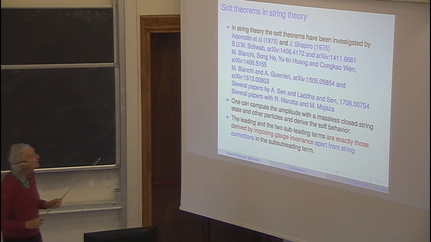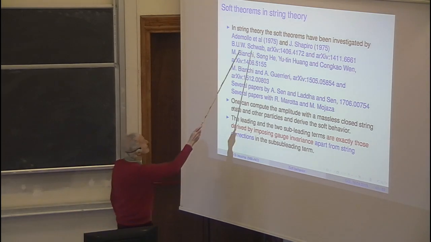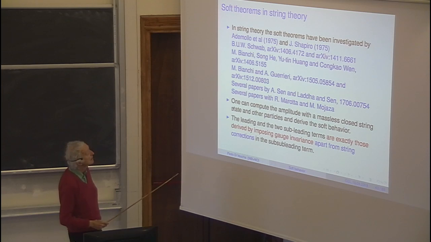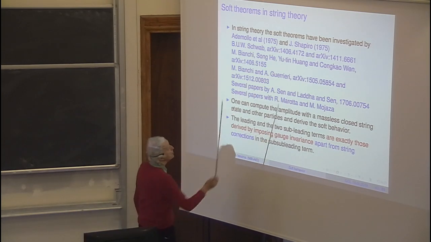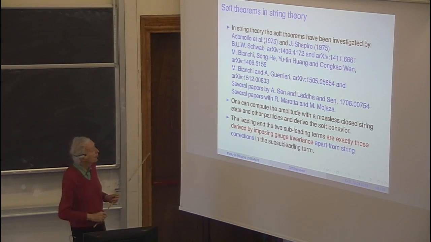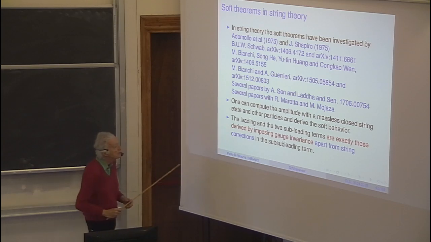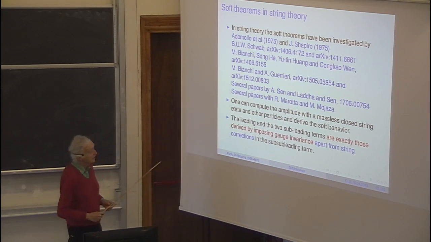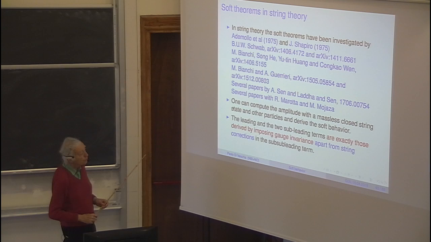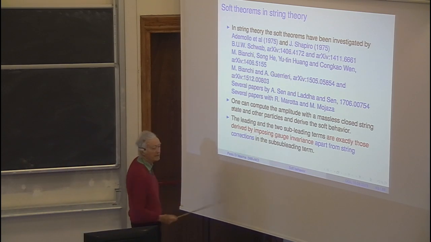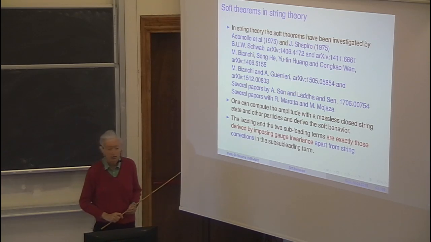So the string theory soft theorem was already discussed in the 70s for the dilaton by Ademollo et al. and Joel Shapiro. But after the paper by Cachazo and Strominger, people looked again in string theory to see how string theory realized the soft theorem. And there have been a lot of papers. What one can do is compute an amplitude with a massless closed string and other particles, and then look explicitly at what the soft theorem is.